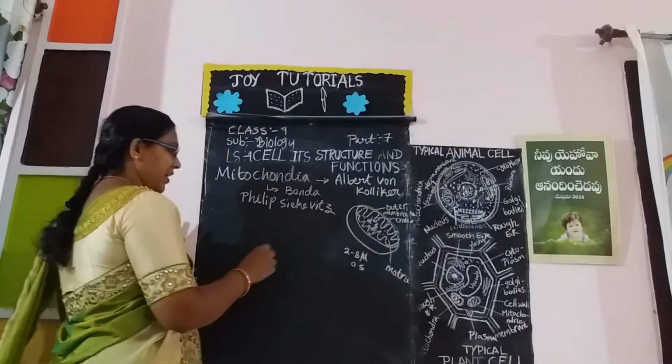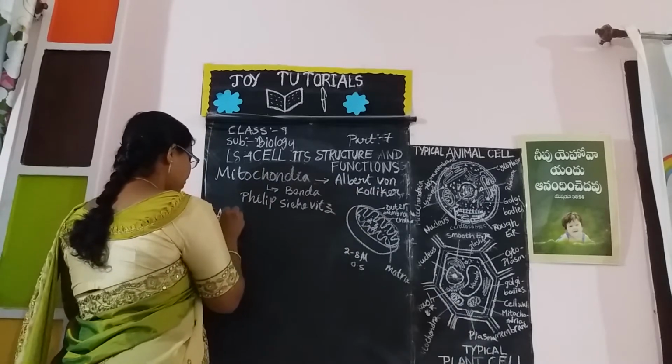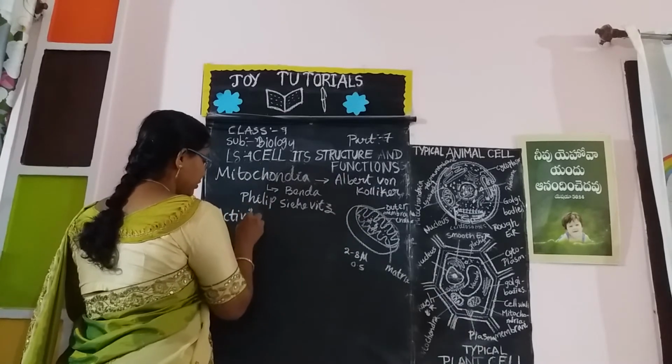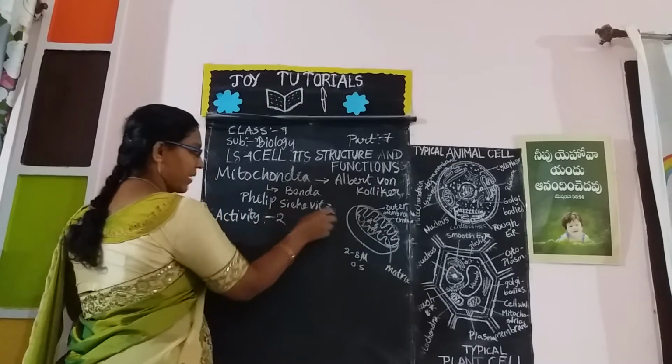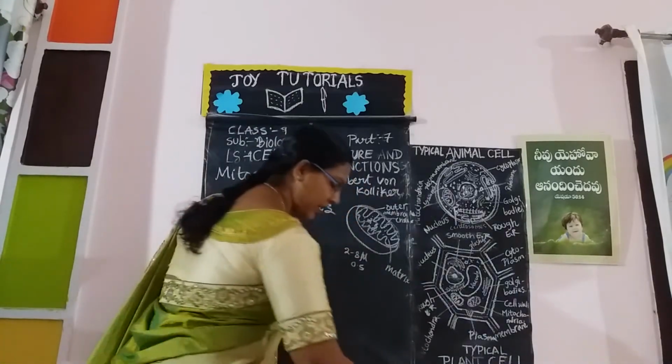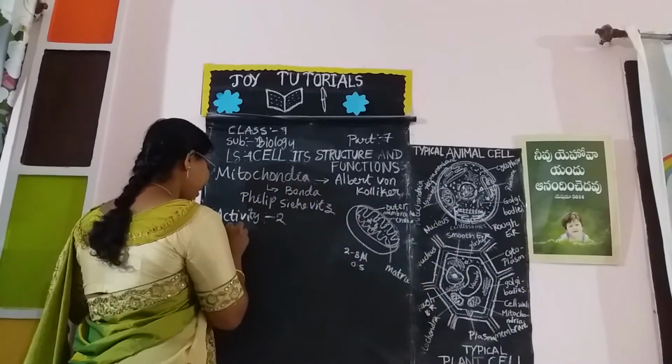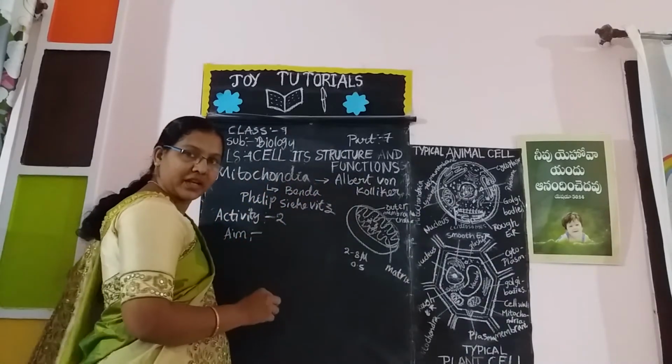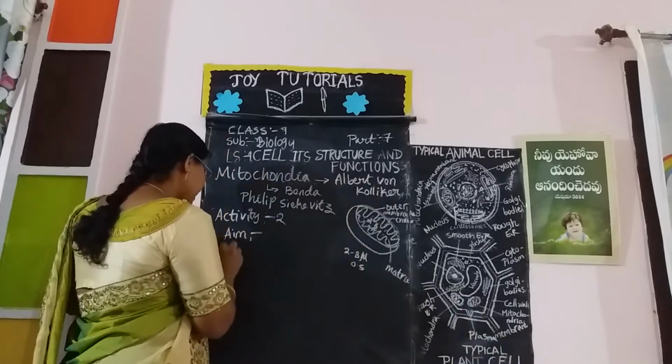These are the mitochondria. We will do activity 2. Here we will observe mitochondria. For that we have to take an onion bulb, and observe mitochondria in onion peel cells. Next, materials required.